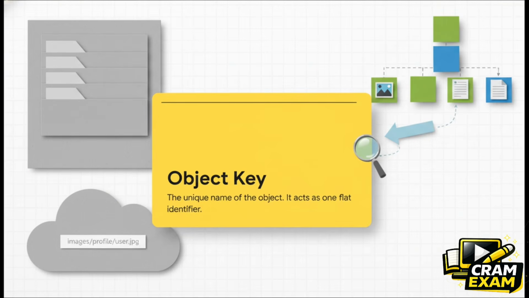Now, you might be wondering, how did you just create a folder in the AWS console? The reality is, you didn't. What you actually created was an object with a very specific key. The key is simply the unique flat name of the object. If you name an object images/profile/user.jpg, the AWS console sees those forward slashes and pretends it's a folder structure, really just to make your human brain happy. But to S3's backend, that entire string is just one single flat identifier.